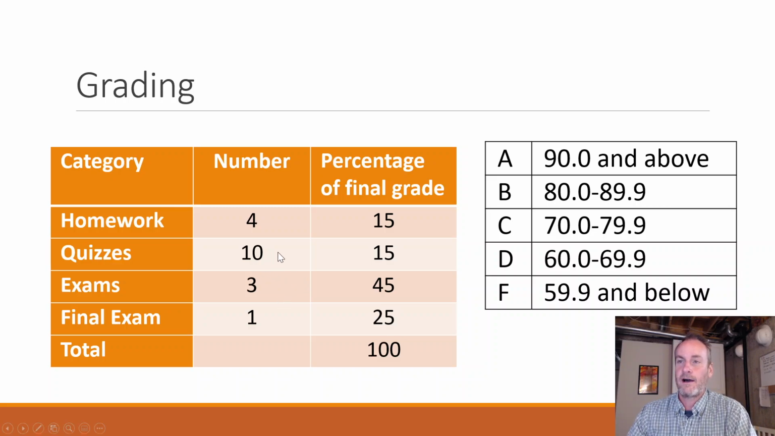The homework would be 15% of your grade. The quiz is 15% of your grade. Exams, there's 3 exams, and each one is worth 15% of your grade for a total of 45. There's one final, which is 25%, giving you a total. Hopefully that adds up to 100 if I did it right. Standard grading scheme here. I guess our department doesn't allow us to do minus and plus systems, so it's just A, B, C, D, E, F.